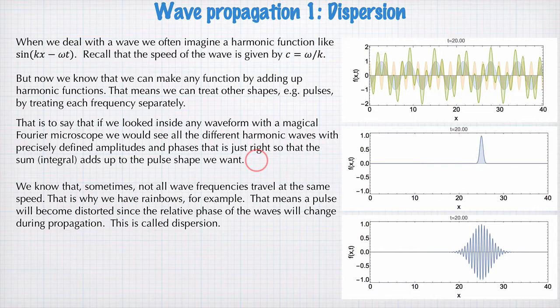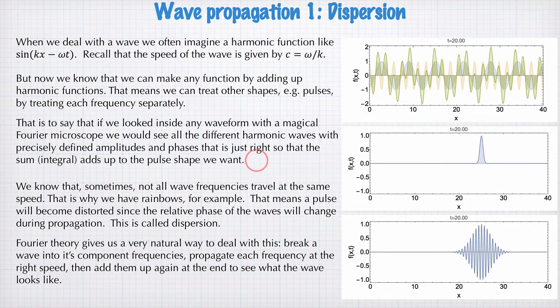So we know that when light is traveling through water, every frequency does not travel at the same speed. What this means is that the relative phase of all the different frequencies must shift as the light propagates through the water. And this phenomenon where different frequencies travel at different speeds is called dispersion.